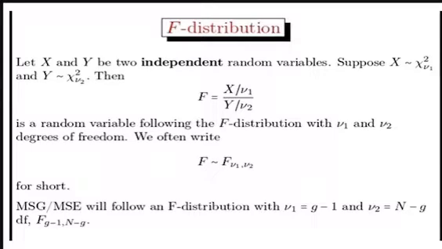So the F distribution now, this is the origin. The F distribution is the ratio of two independent chi-squares. Has anybody heard about the chi-square distribution? If X follows a chi-square distribution with a degree of freedom v1, and Y follows a chi-square distribution with a degree of freedom v2, then the ratio of X divided by Y will follow an F distribution.